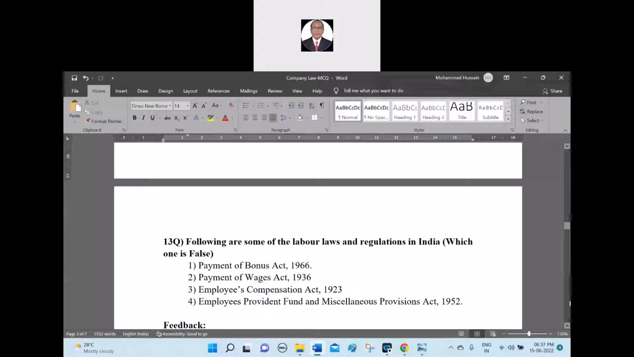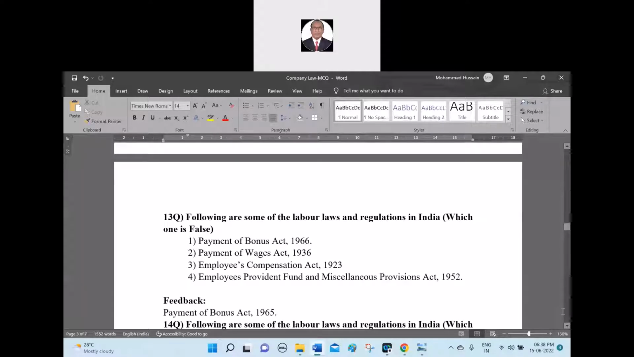Fourth, sir. Wrong. Is it wrong? See the feedback. I intentionally made the Payment of Bonus Act from 1965 into 1966. Even that technique an examiner can use.